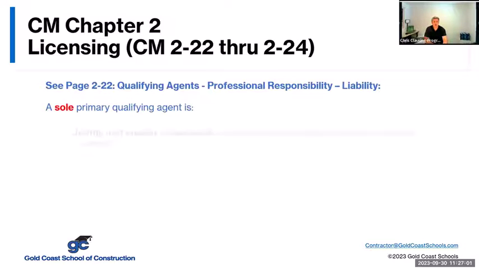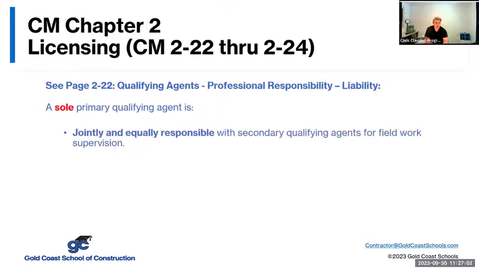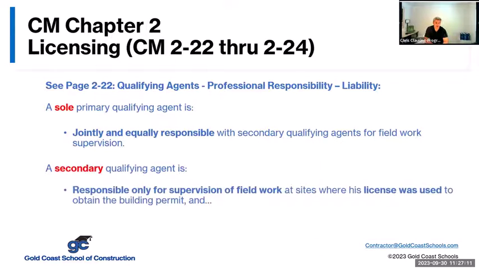Sole primary qualifying agent is jointly and equally responsible with secondary for field work supervision. A secondary qualifying agent is responsible only for the supervision of field work on sites where that license was used to obtain the permit. So as a secondary, you have a lot less responsibility than a primary or sole.